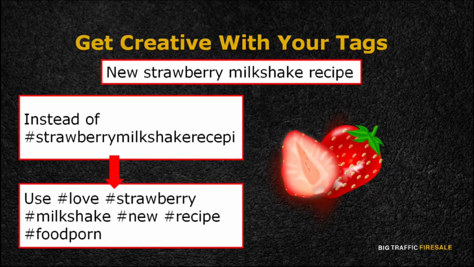Then it's time to get creative with your tags. Let's say you've had a new strawberry milkshake recipe to boast about, and you've updated the how-to on your blog. Remember to update your link and hashtag your captions. So instead of hashtag strawberry milkshake recipe typed without spaces, try individual hashtags for each word, like hashtag love, hashtag strawberry, hashtag milkshake, hashtag new, hashtag recipe, hashtag food porn.